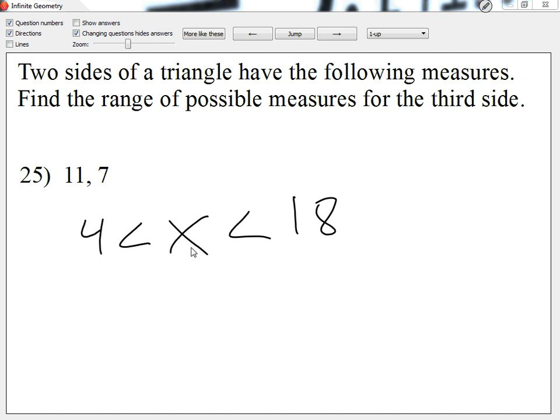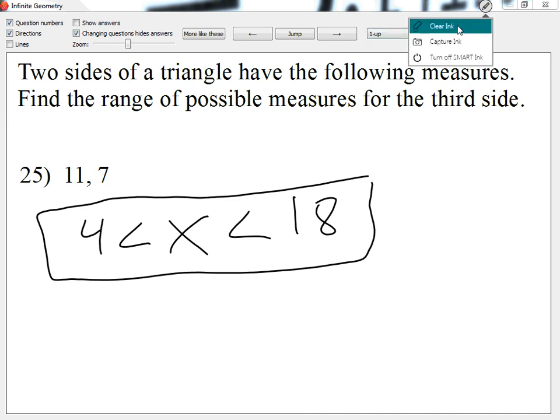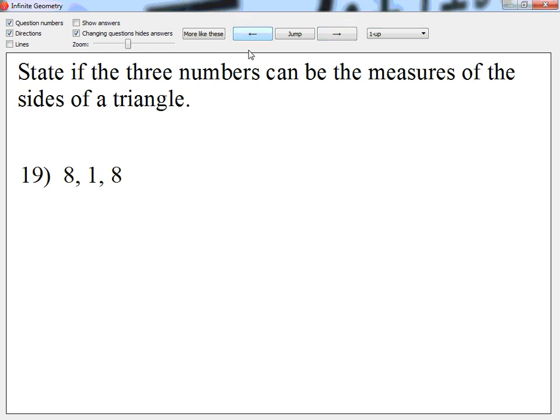Any question? So that's where you're going to put it. The range is basically saying x is between 4 and 18. Any value will do it. Alright, let's take a look at number 19. I'm given three values. The two smaller values are 8 and 1. The biggest one is 8. Can these be measures of a triangle? Yes, because we add the two smaller ones and it's greater than the third one. So yes. Any other questions?